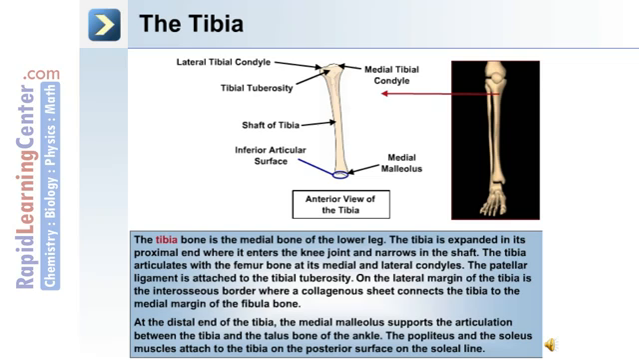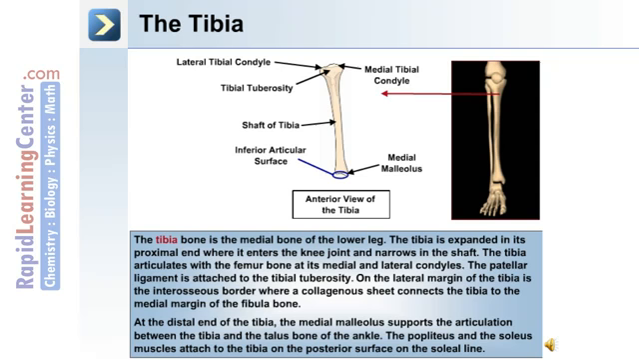The first bone of the lower leg we'll discuss is the tibia. Shown in this anterior view, the tibia has a medial and lateral condyle, also a tibial tuberosity. The shaft of the tibia leads to the inferior articular surface at the distal end. There is also a medial malleolus. The tibia bone is the medial bone of the lower leg.